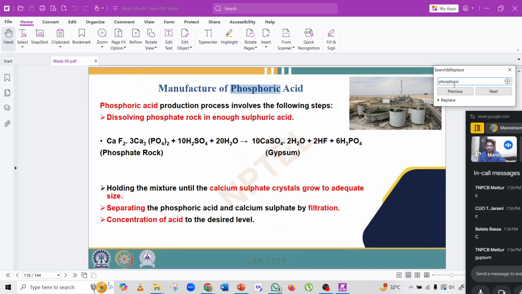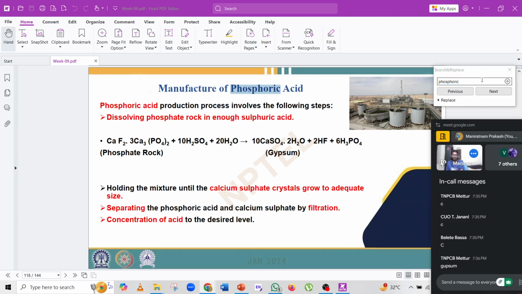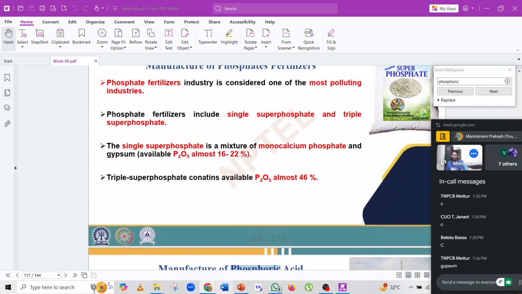Phosphoric acid. Here you can see gypsum. This phosphate rock is written in different forms, but phosphate rock can be anything, and fluorapatite can be there. You can see this is reacting with H2SO4, and this calcium and sulfate are reacting to form gypsum. So this is a byproduct. I hope you have understood it.